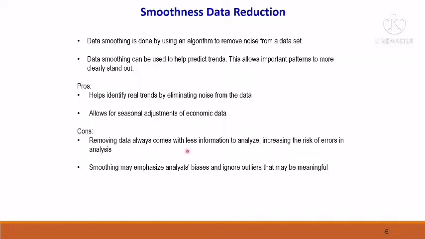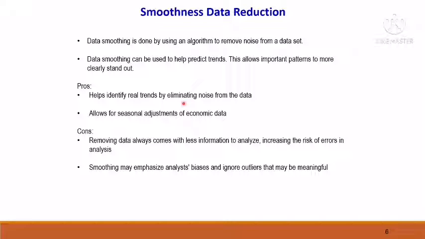Moving on, smoothness data reduction. This is for the approximation technique. Data smoothing is done using an algorithm to remove noise from a dataset. So data smoothing can be used to predict trends. This allows important patterns to more clearly stand out. This can be equated to the technique where business people estimate the future. So if some data points are missing in between, then it is predicted and the data is smoothened out.